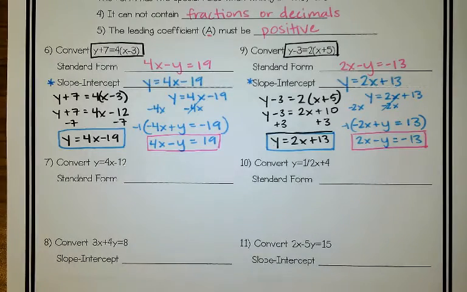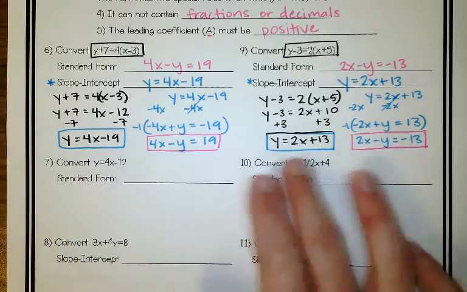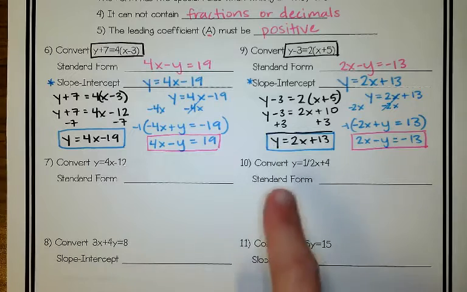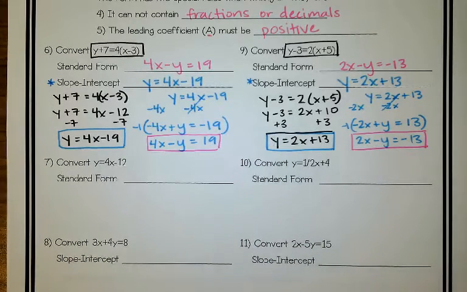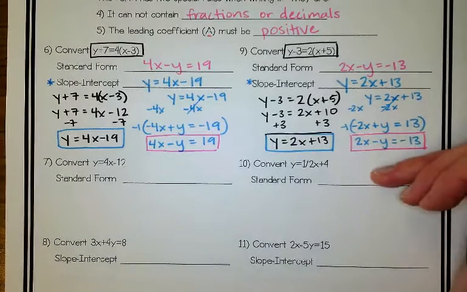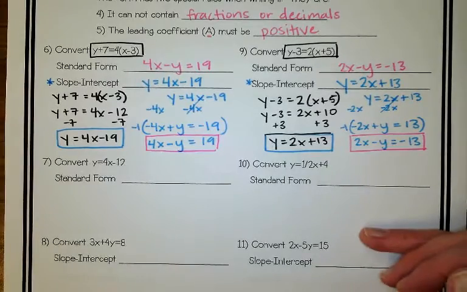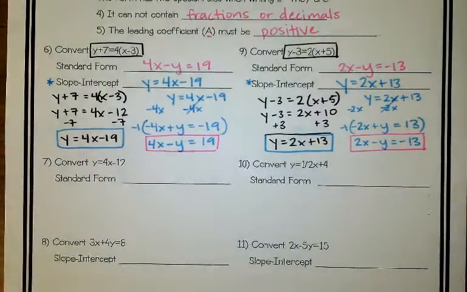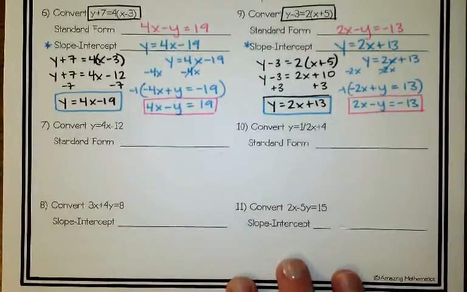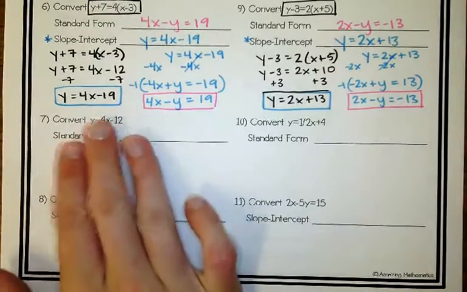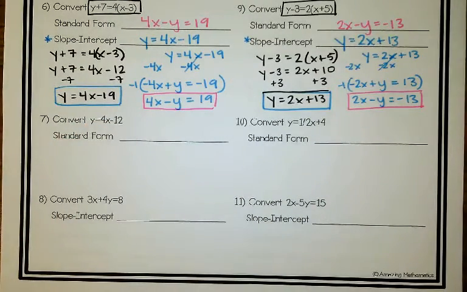So you notice on 7, 8, 10, and 11 here, you notice on these four, because I kind of skipped, I went from 6 and 9. What you notice on these guys is if it's in slope-intercept, it just asks for standard. If it's in standard, it just asks for slope-intercept. So I'm going to do number 10 here. I'm not going to do number 7, okay?